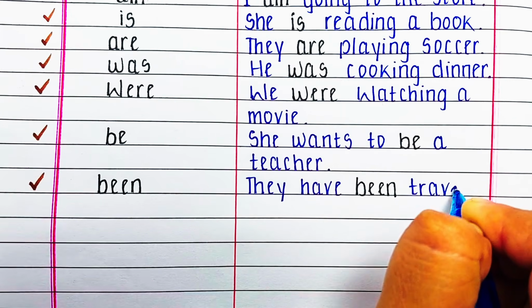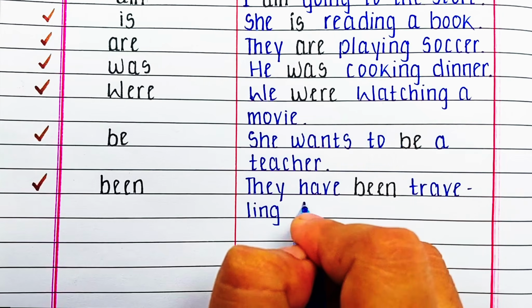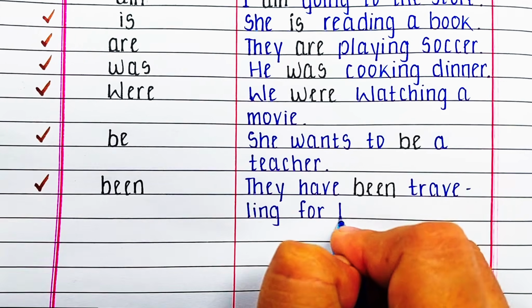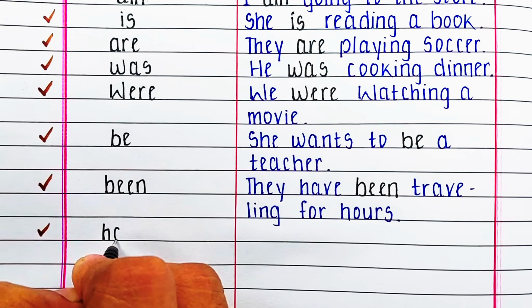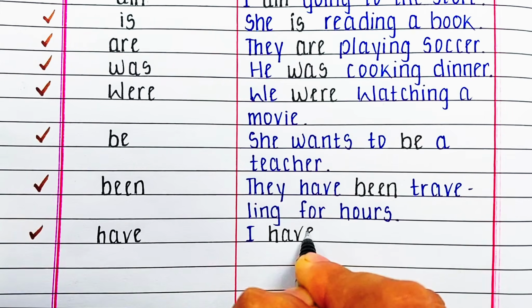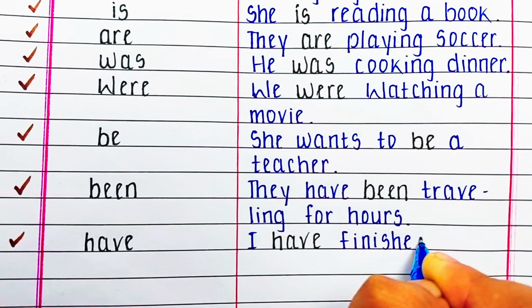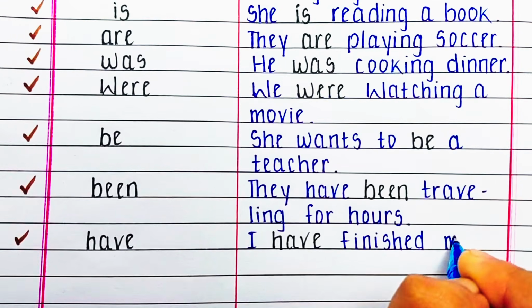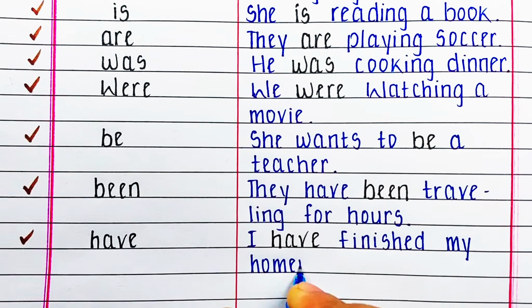Next is been. Example, they have been traveling for hours. Here, been is the helping verb and travel is the main verb. Next is have. Example, I have finished my homework. Here, have is the helping verb and finished is the main verb.